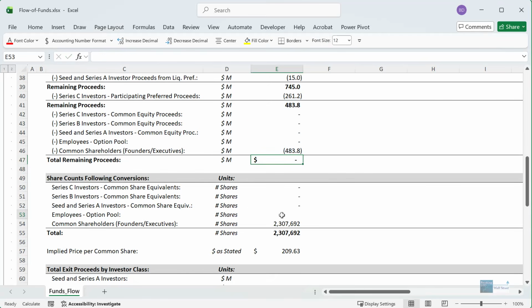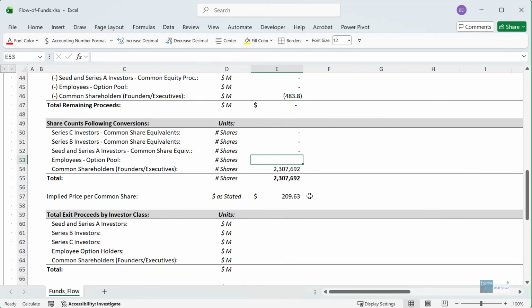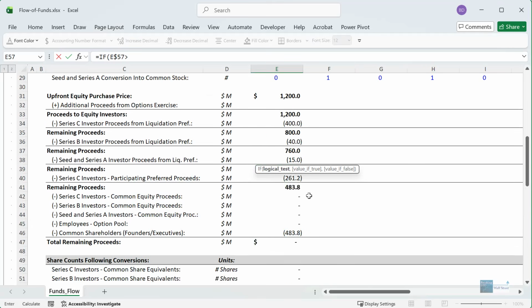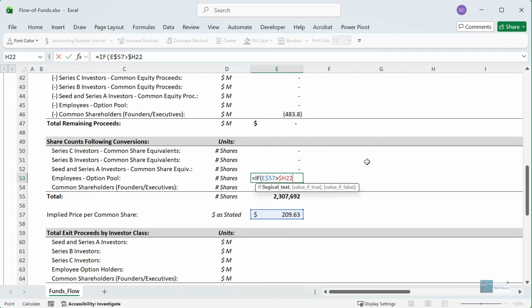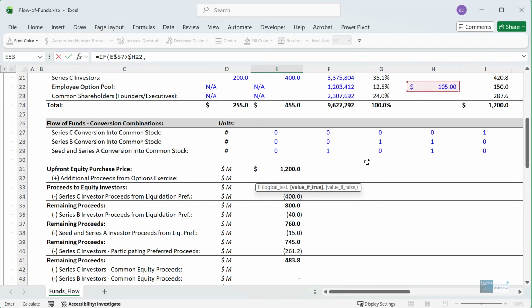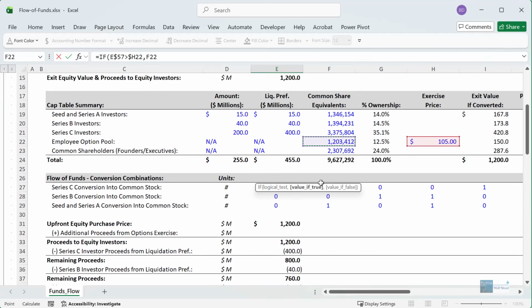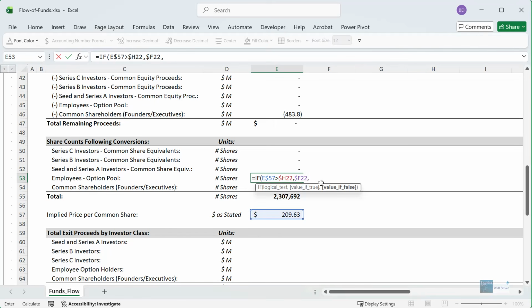So we have most of what we need. Now for the employee option pool, at a basic level, it's pretty simple. We're going to take the implied share price, and if this is greater than the exercise price right here in cell H22, then they are going to exercise all their options and get about 1.2 million common shares. Otherwise, we'll say 0, and we have that.